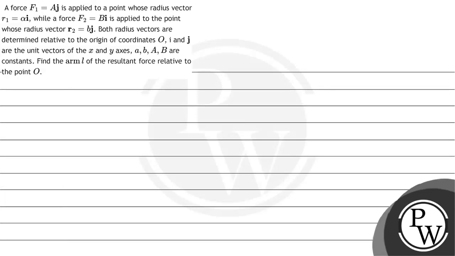So the question says: a force F1 equal to A j cap is applied to a point whose radius vector R1 is equal to a i cap, while force F2 equal to B i cap is applied to a point whose radius vector R2 is b j cap. Both radius vectors are determined relative to the origin of coordinate O. i and j are unit vectors of x and y axis. a, b and capital A, capital B are constants. Find the arm L of the resultant force relative to the point O.